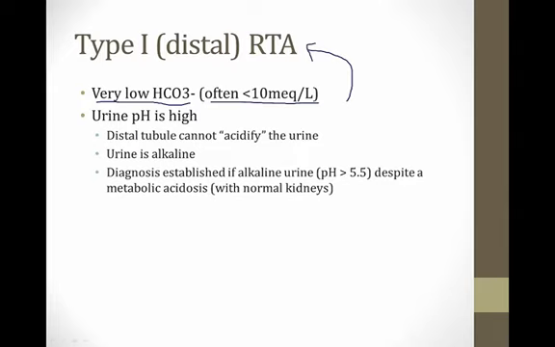The urine pH in type 1 or distal RTAs is high because, like I just showed you in that drawing, you can't acidify the urine. You can't get hydrogen atoms into that urine, so the urine becomes alkaline. And in fact, you can establish the diagnosis of a type 1 RTA if the urine pH is over 5.5, which is high, despite a metabolic acidosis. In the setting of a metabolic acidosis, the urine pH should get very low as the body tries to excrete hydrogen atoms. If the urine pH is high, which is over 5.5, it tells you there's a defect in excreting hydrogen ions, and that's what happens in a distal RTA.